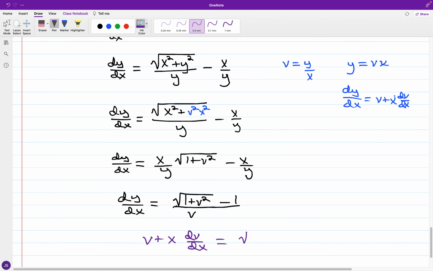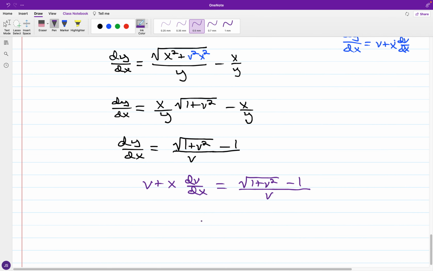is equal to the square root of 1 plus v squared minus 1 over v, and looking at taking v away from both sides, and again subtracting v is going to be the same as subtracting v squared over v.